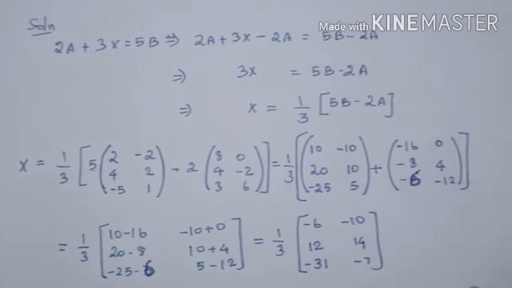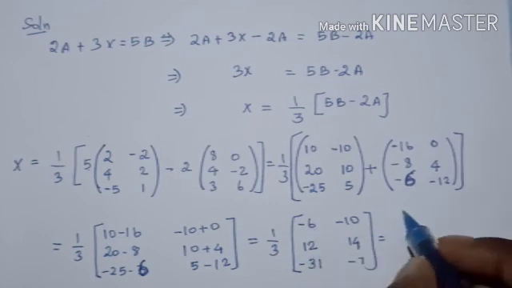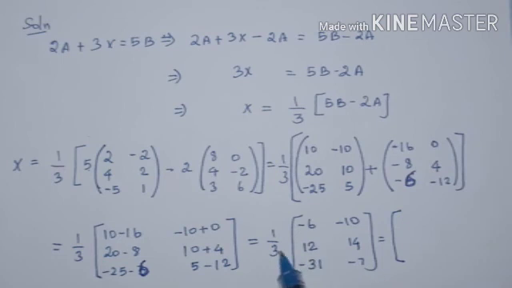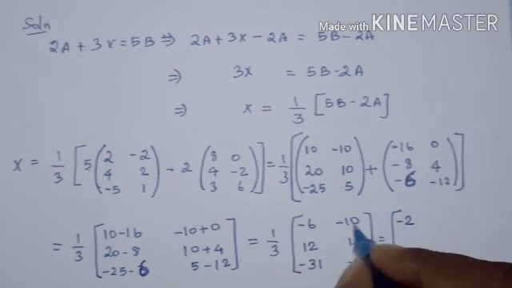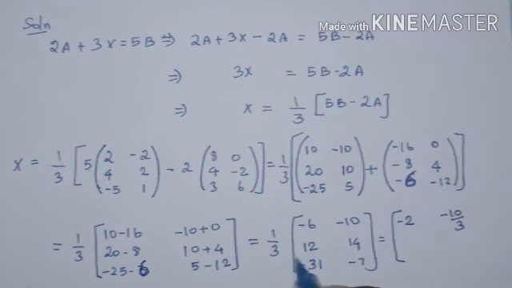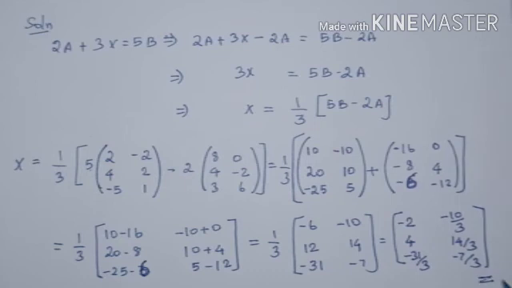So now this we can write. Now we can take this 3 to the 1 by 3 inside the matrix. That means when you're taking it into that matrix, then you will get what? Minus 6 by 3, minus 2, minus 10 by 3, minus 10 by 3, 12 by 3, 4, 14 by 3, minus 31 by 3, then minus 7 by 3. So this is our required matrix.